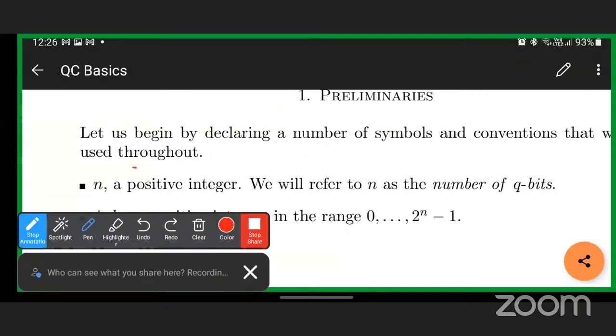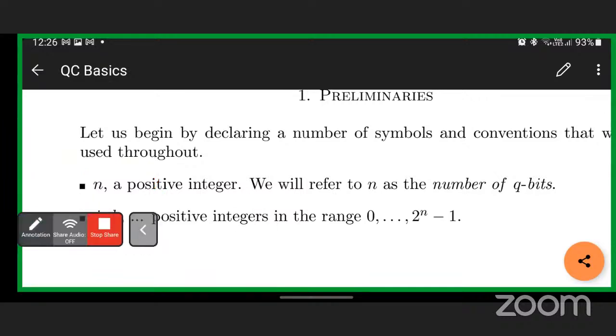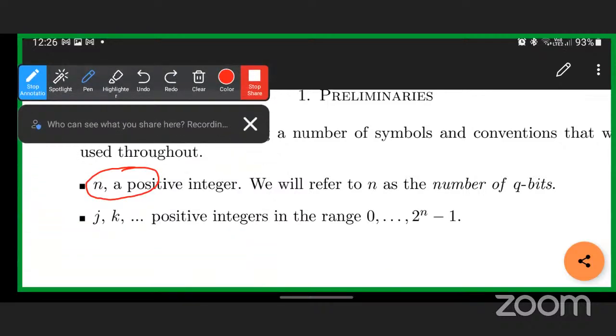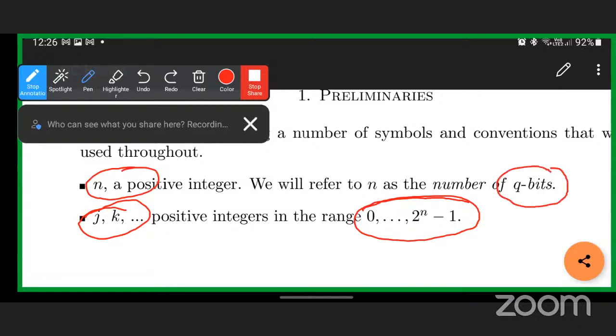So n will be a positive integer for us. You consider n as any positive integer, and j and k will be any positive integers between this range, 0 and 2 raised to n minus 1. J and k will be any two positive integers in the range from 0 to 2 raised to n minus 1. And then let's see what exactly this qubit is.